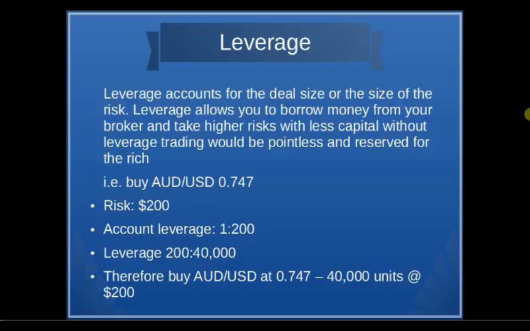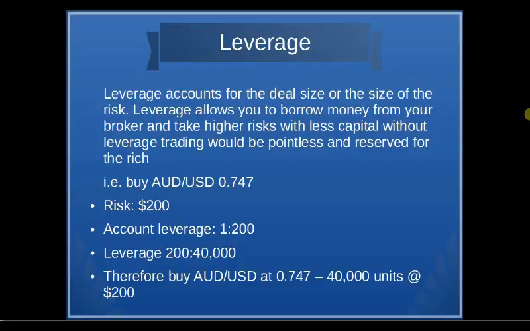Let's say I want to buy the Australian dollar to the US dollar. Current exchange rate is 0.747. I'm risking $200 on this trade. My account leverage is 1 to 200. So the leverage is 200 to 40,000. What does this mean? This means that for each dollar, which is 1, I get to control 200 times more currency with that $1. So in this case, $200 would be the equivalent of $40,000. This is exactly what I'm saying.